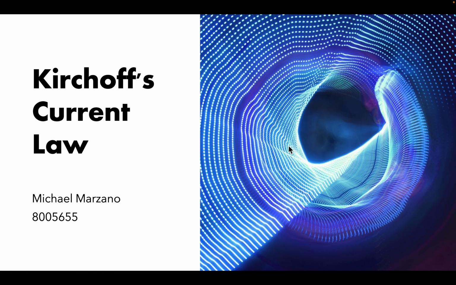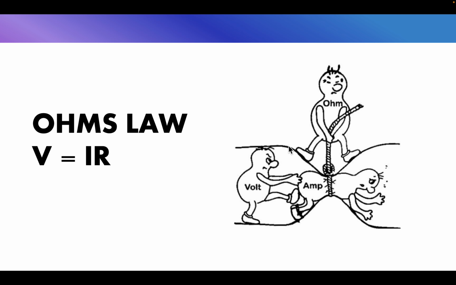Kirchhoff's current law. So to understand Kirchhoff's current law, we need to understand fundamentally Ohm's law. Ohm's law describes the relationship between voltage, current, and resistance. A fundamental understanding of this relationship is critical in understanding how current flows in more complex circuits.